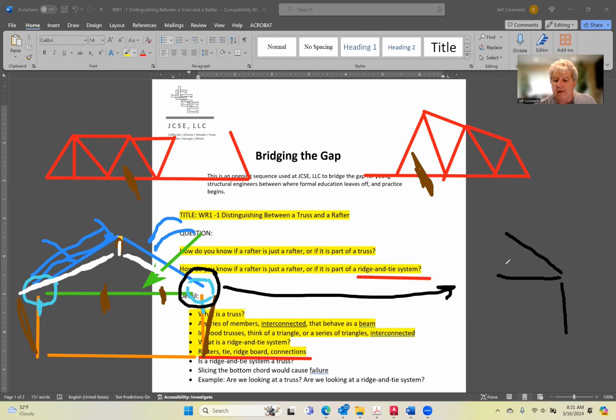We just saw that if we slice that ceiling joist, if we slice the tie, if we lose the tie, we lose the truss. Well, then that means that this connection right here is real important, right? Because if this tie is not connected to the rafter, then the tie can just pull out, and we've lost our ridge and tie system. We've lost our truss. So the connection between these two is real important. That's part of the ridge and tie system.